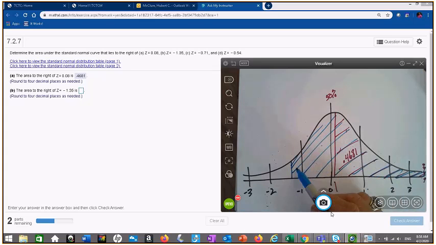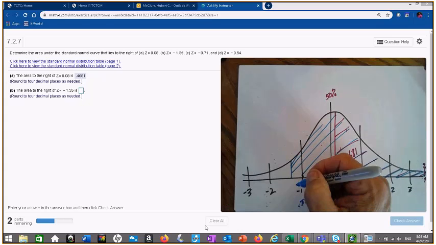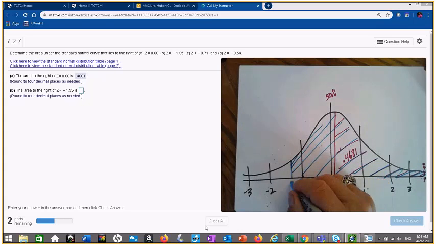And this is going to be a third. A third of 13 is 4. So that's going to be 4 plus 84. I'm going to say it's around 0.8800. That's an estimate. So here we go. Negative 1.35 to 9999.